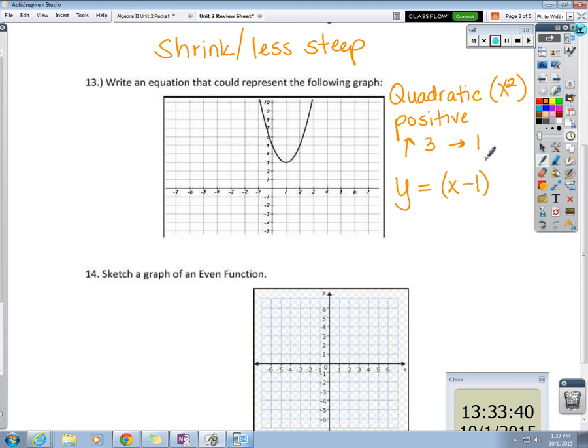And then since it's quadratic, we've got to square all that. And then how do we represent that up 3? Plus 3 on the outside. So like watch, had it just looked like this, had it just started at 3 and opened up and it hadn't shifted to the right, it would have been y equals x squared plus 3. But since it shifted right, you have to put that minus 1 on the inside, which throws the squared to the outside. Does that make sense?